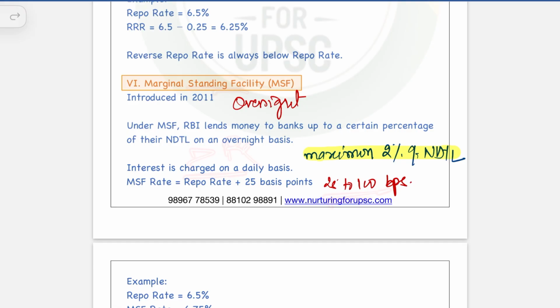And the marginal standing facility is generally done against the mortgage of eligible securities, which can be like state development loans, and they are generally done in multiples of 1 crore. It's actually done to adjust for overnight liquidity crunches, overnight demand for liquidity, and ensure that operations beyond repo are available when required.